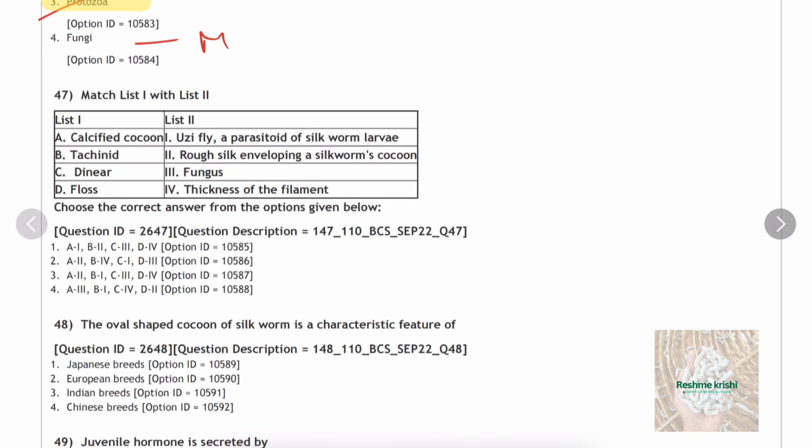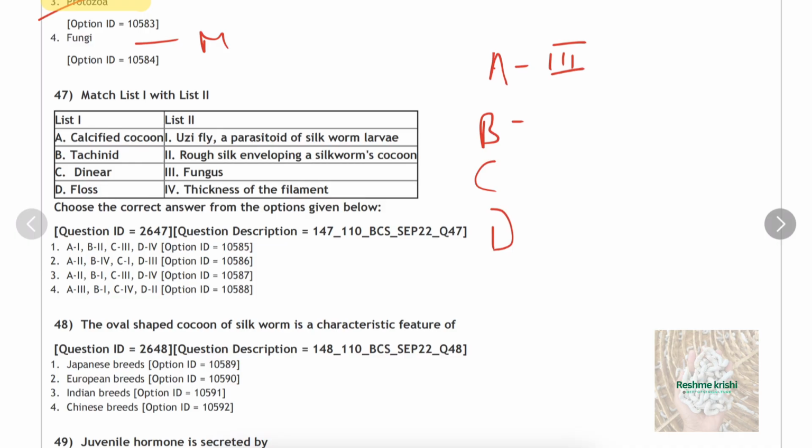Okay, match the following. Here also, see again, I told you there are so many match the following questions this time. A, B, C, D. Calcified cocoons is for muscardine. Muscardine is caused by fungus, so fungus is in 3. Muscardine is also known as mycosis, right?